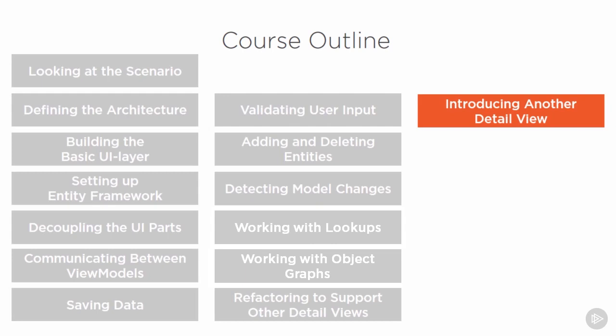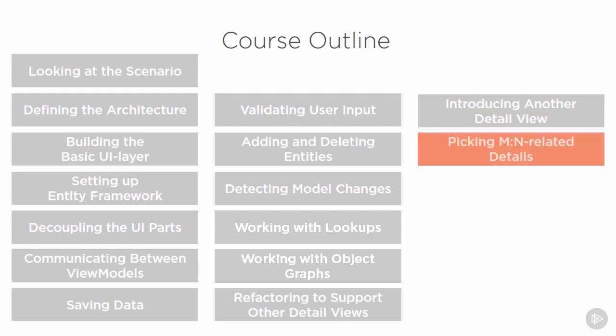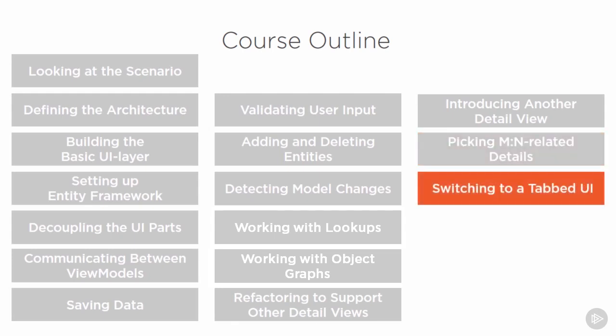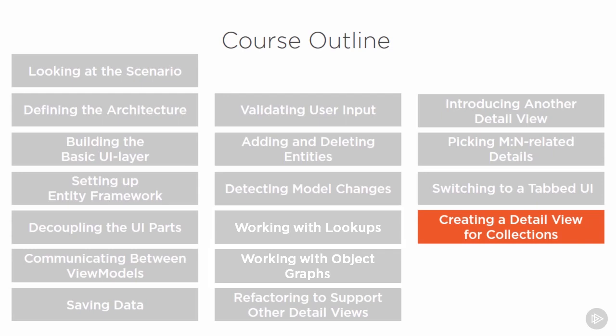You learn how to implement the UI, the view model, and Entity Framework to pick M2N related details. A meeting can have multiple friends, and a friend can be part of multiple meetings. After this is done, you will switch the whole application to a tabbed user interface. Then you will also build a detail view for collections. You will build a view where a user can maintain the programming languages.